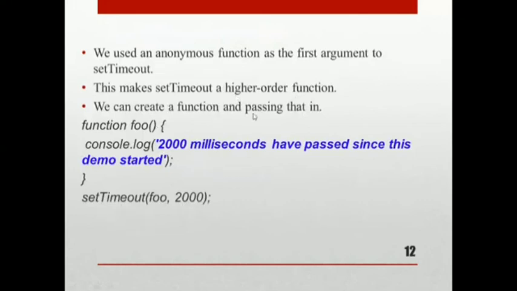We can also create a function and pass that in. Here you can see function foo: we create a function with the name foo with a message, and after that we pass this function as an argument to the setTimeout function. Here you can see the function name and the other parameter, which is the delay timeout.